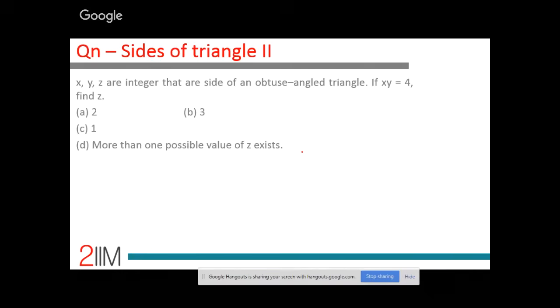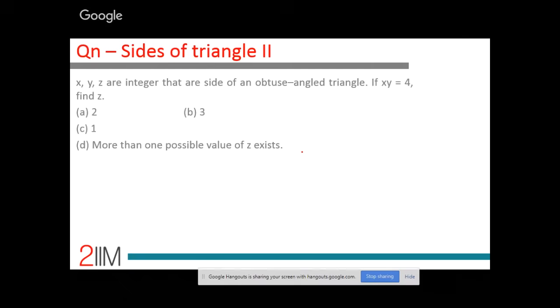x into y equals 4. What are the possibilities? 1 into 4, 2 into 2. So 1 into 4, for the third side to make a triangle, what should be the third side? 4. If you have 1 as one of the sides of the triangle, then the other two sides being integers, they have got to be equal.